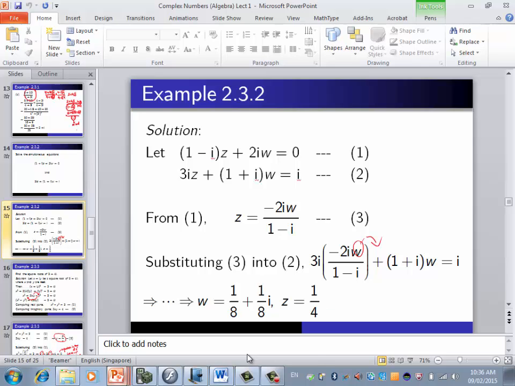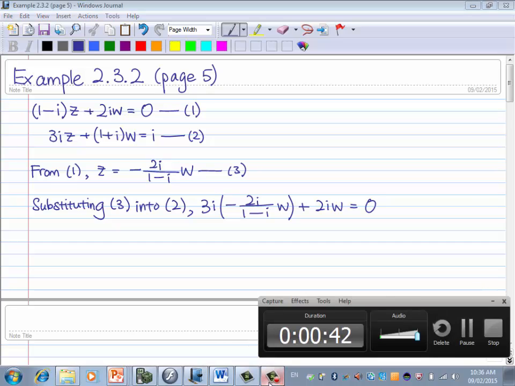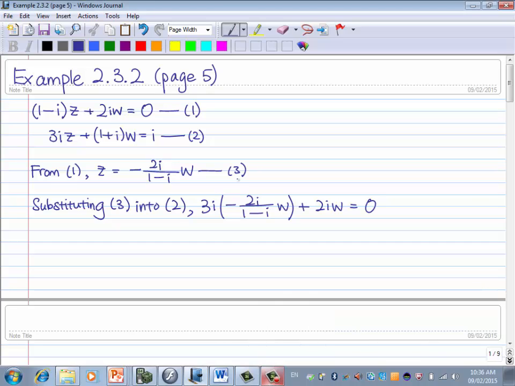Now, this was the example. You have a pair of simultaneous equations, equations 1 and 2 as shown. As I mentioned, what is different between this and what you learn in O levels is now you have complex variables.